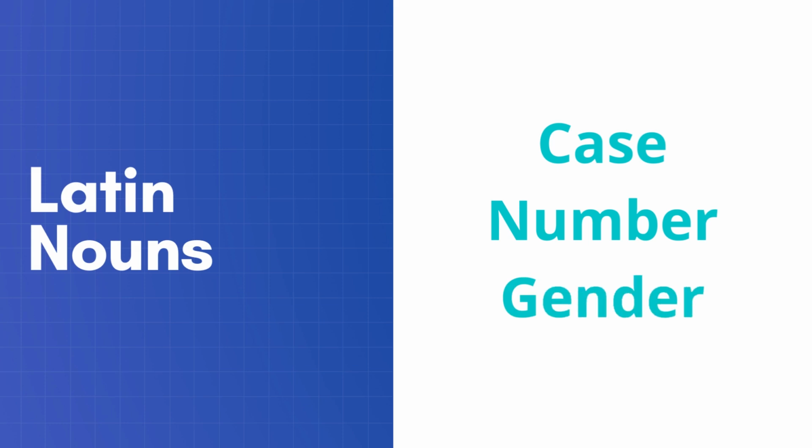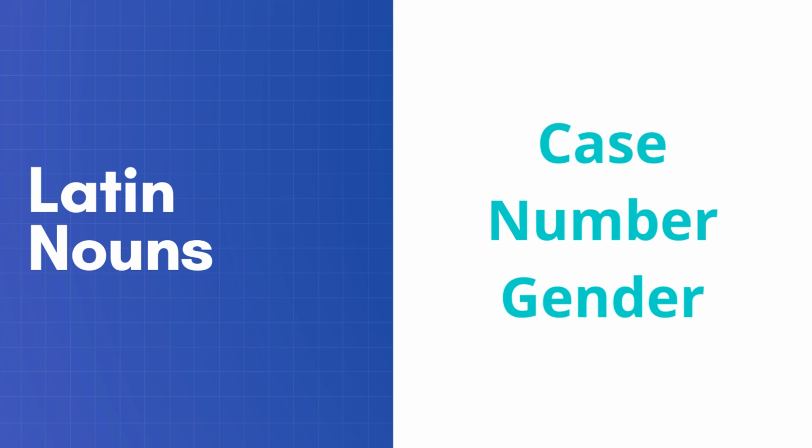Well, because in Latin, nouns have three aspects. They have case, number, and gender. We talked about gender in a previous video, right? Gender is whether it's masculine, feminine, or neuter. The number is whether it's singular or plural. The case, I told you in that video, is how it's being used in a sentence.